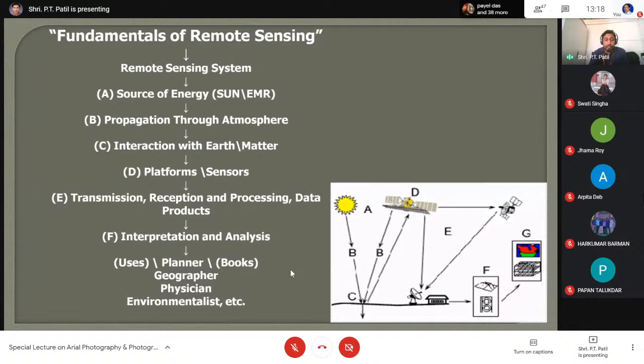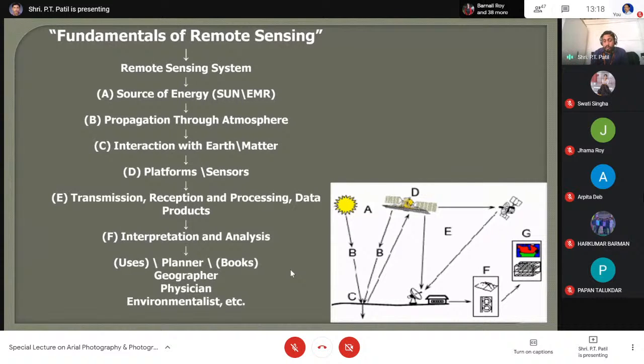So when we look at platforms, they also have different types. On the basis of that we divide images and aerial photographs. What the platforms and sensors are, we are going to discuss in detail after this explanation. Then we also look at the transmission, reception, and processing of the data, meaning how the data was transmitted, how it was received by the sensor, and what kind of processes took place.